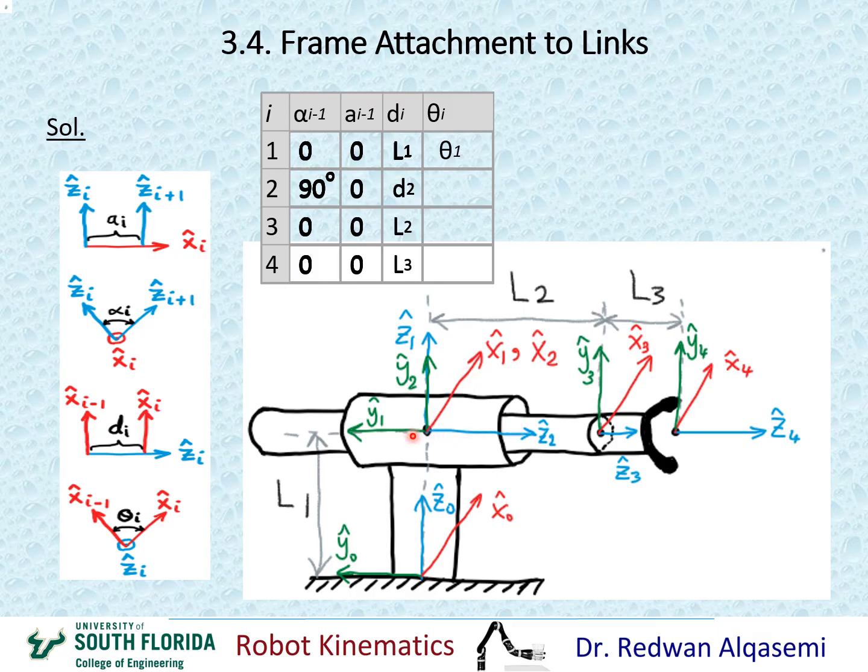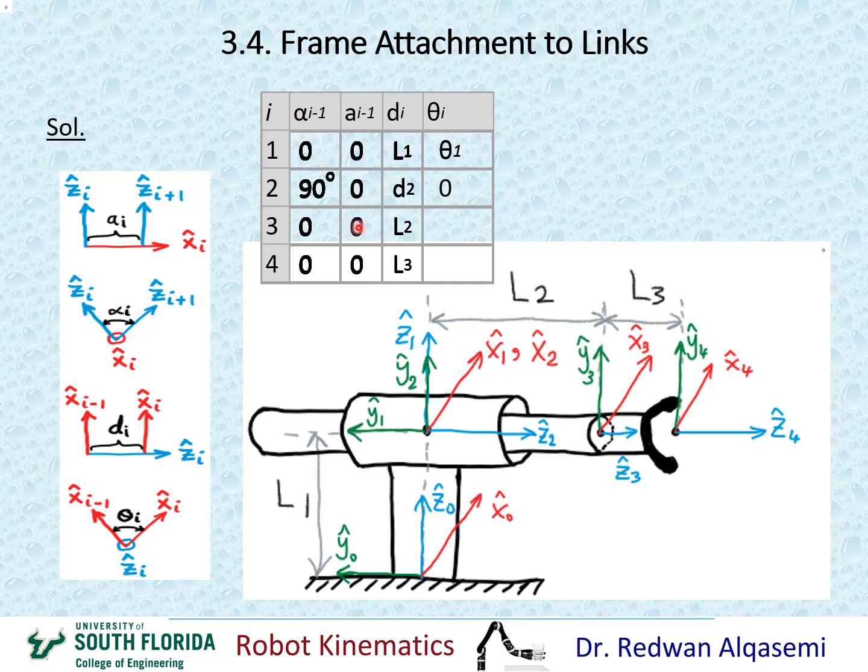Okay, this is prismatic, it only moves right and left, it does not rotate. Okay, so that means the angle between x1 and x2 is 0. The angle about z2 is 0. So that means theta 2 equals 0. I'm going to put 0 here.